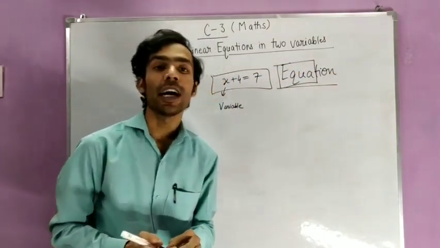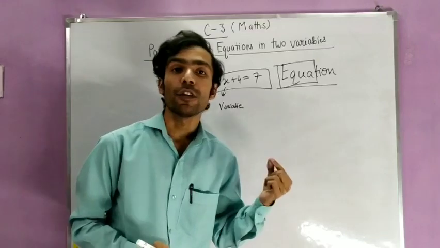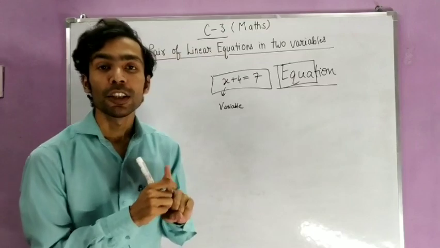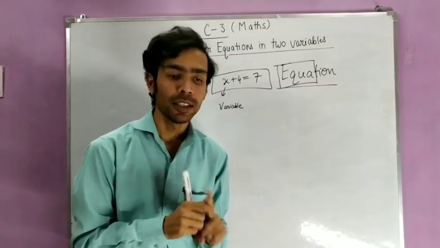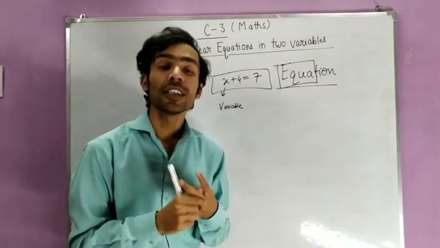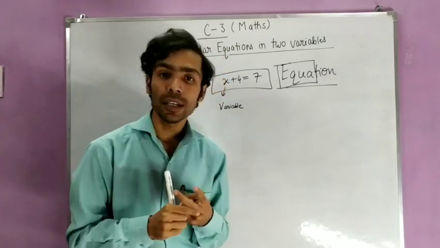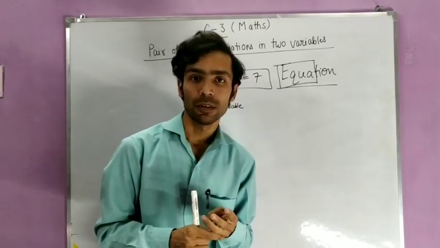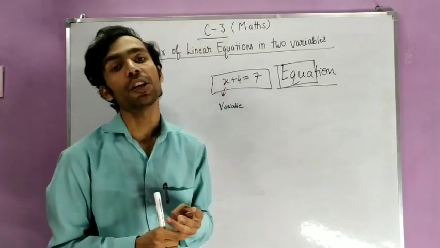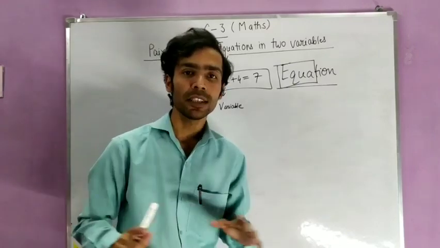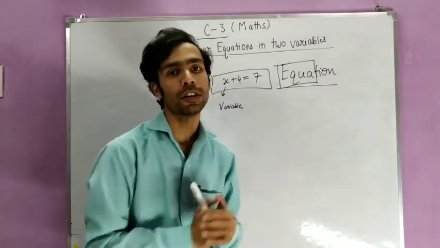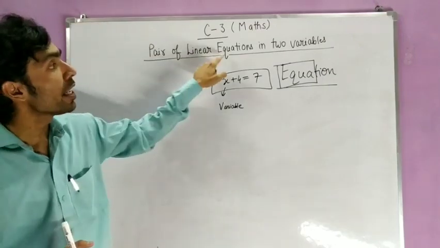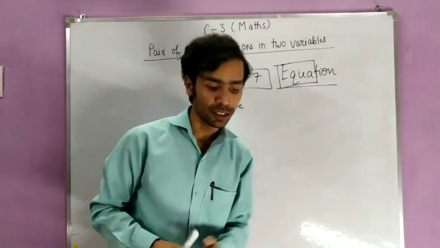So whenever you have to search for an equation, you should know three things. First, an equation should have a variable. Second thing, an equation should have a number. And third, an equation should have the equal to sign. Okay, it should also have the equal to sign. So this is the basic definition of what is an equation. Now we will move to our topic, that is pair of linear equations in two variables.